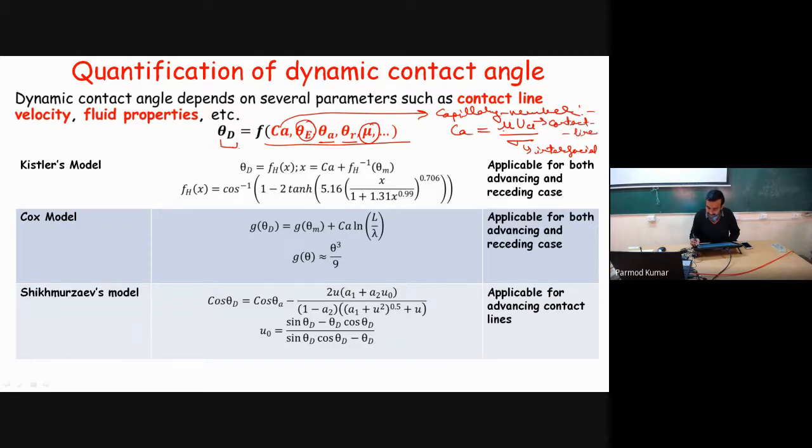Contact line velocity is, if I say my drop is initially like this, after some time it is like this, after some time it is like this, so it means this contact line is moving in the radial outward direction. The velocity with which the contact line is moving is called UCL, the contact line velocity, and it has significant control on the modeling of the dynamic contact angle.